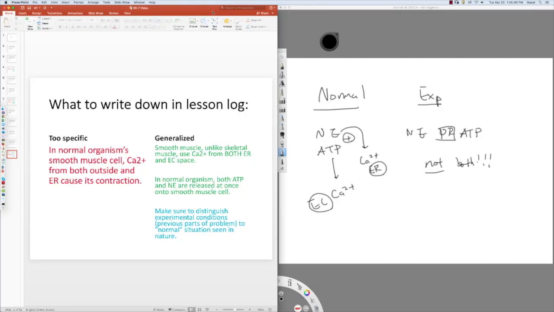So the blue statement is the action plan, what I need to be thinking about and how I want to approach the problem next time. And this really is applicable to anything. Always make sure to understand what conditions you're working in, whether it's experimental or natural, or a new condition, or if you're going back to an old condition that was introduced to the problem in an earlier part, right? So make sure to keep that in mind.